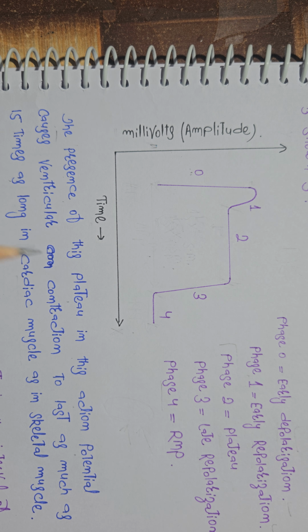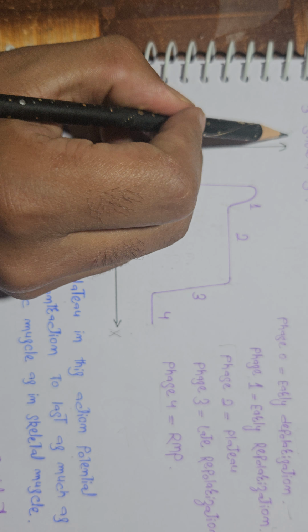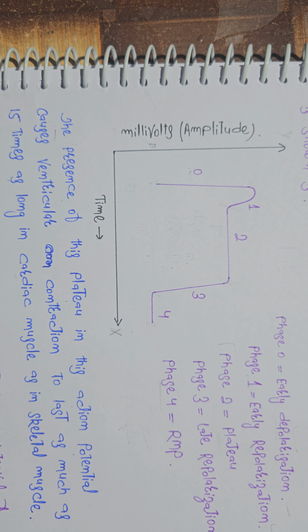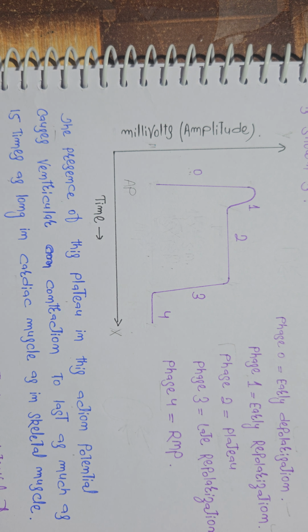Look at here. In the x-axis we have time, while in the y-axis we have amplitude in millivolts. Clearly, this graph is the graph of an action potential in a ventricular muscle fiber. Remember, this is the action potential in a ventricular muscle fiber. What is an action potential?